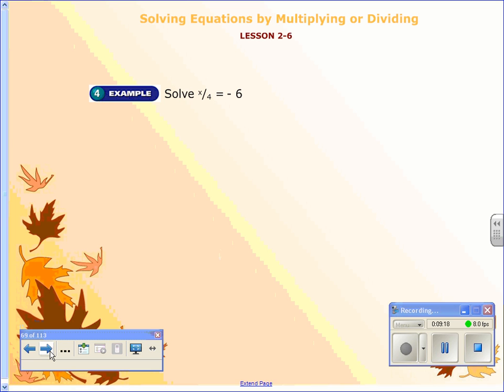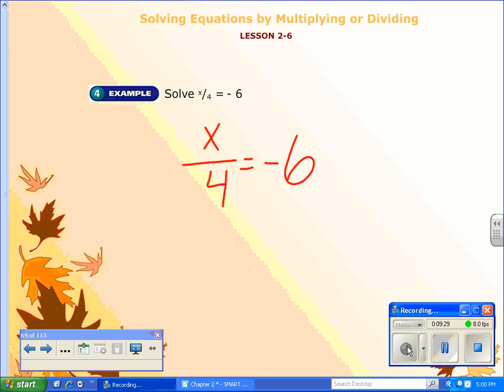All right, same idea here. And you're going to solve this one. We have x divided by 4 is the same as negative 6. Go ahead and solve for x. Pause me now.